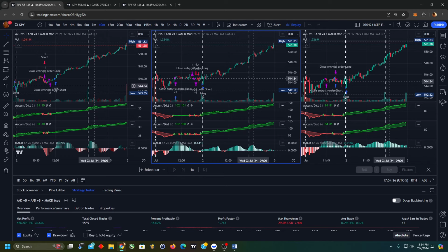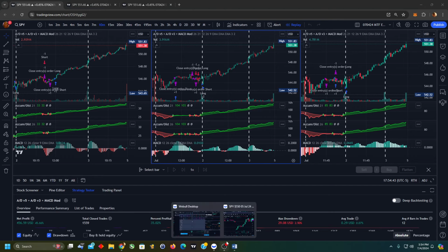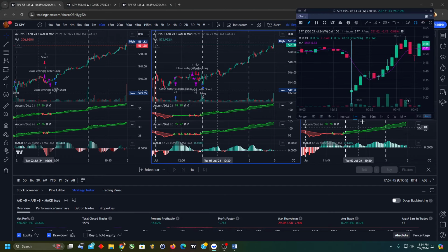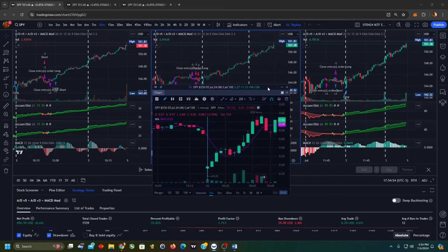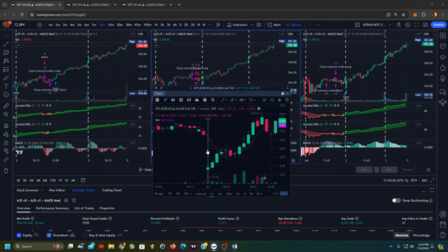So that is about a $6.50 move. So you might be thinking, okay, well, that doesn't seem that great, right? But we trade options. We don't only trade options, but we do trade options. So what does that translate to?